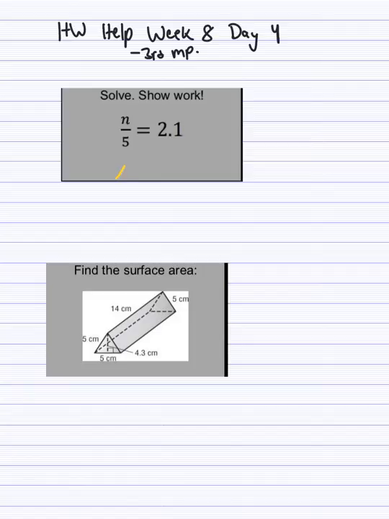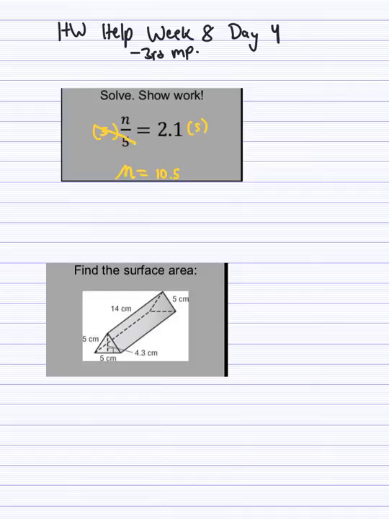We want to get our n by itself down here, so we have to use inverse operations to undo the divided by 5. So we are going to multiply by 5 on both sides. Cancel, which leaves my n by itself. And then you type in 21 times 5, and you get 105, or 10.5.